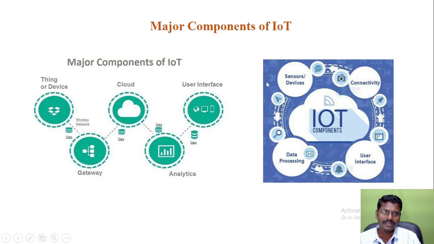So as a whole, if a particular parameter needs to be monitored and controlled, then these are all the major components involved between the hardware device and the consumer or the user to perform a particular task. So these are the major components of IoT. Among these five components, the cloud plays the vital role, where we can store our data and take the data whenever and wherever necessary. So these are the major components of IoT. Thank you.